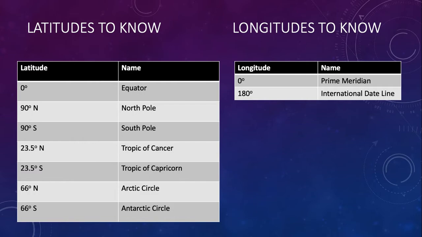Some longitudes to know. 0 degrees longitude is the prime meridian, and 180 degrees longitude is something called the international dateline. So the tropics, in between those two latitudes is the equator, and everything south of the Tropic of Cancer and north of the Tropic of Capricorn is considered a tropical area with warm temperatures and very little seasonal variation.